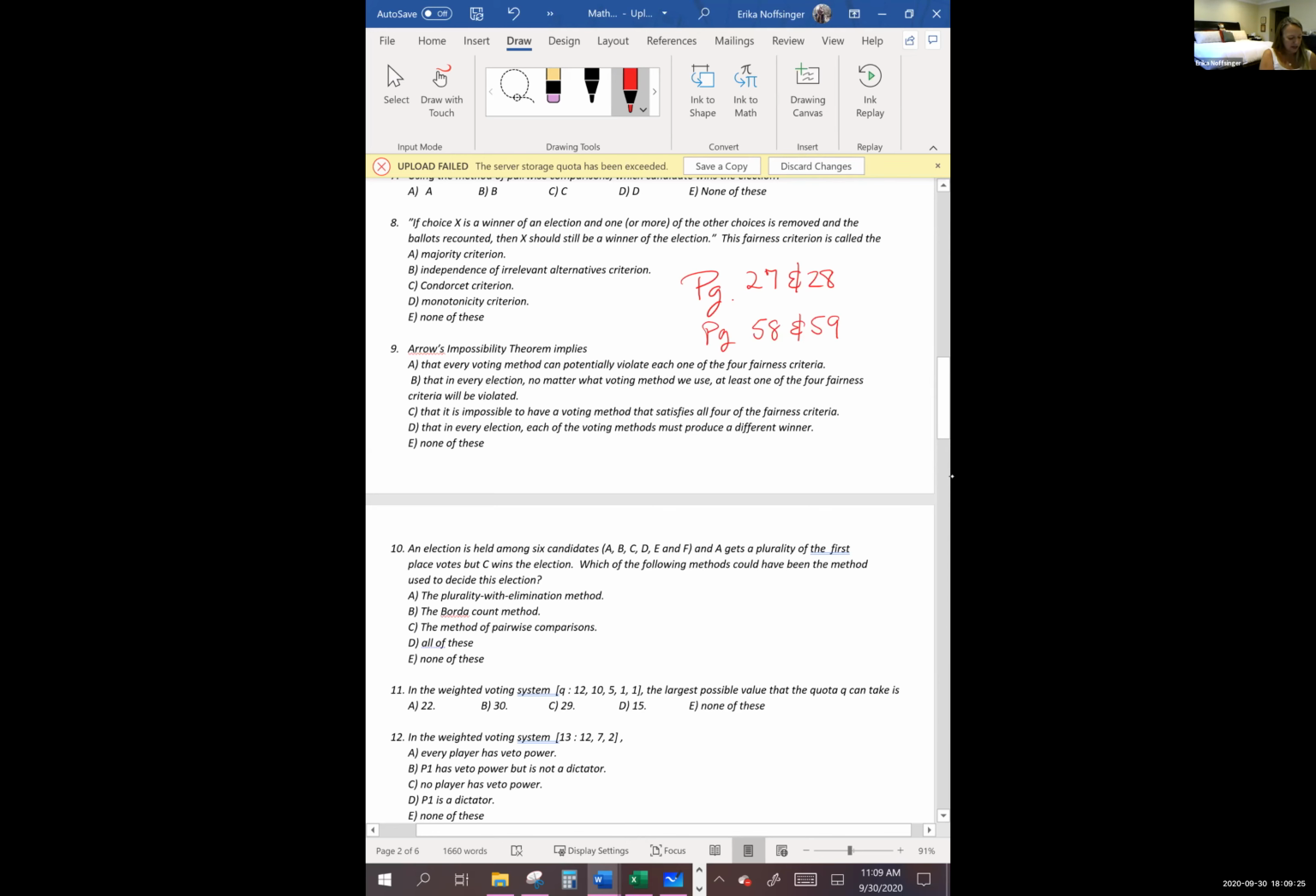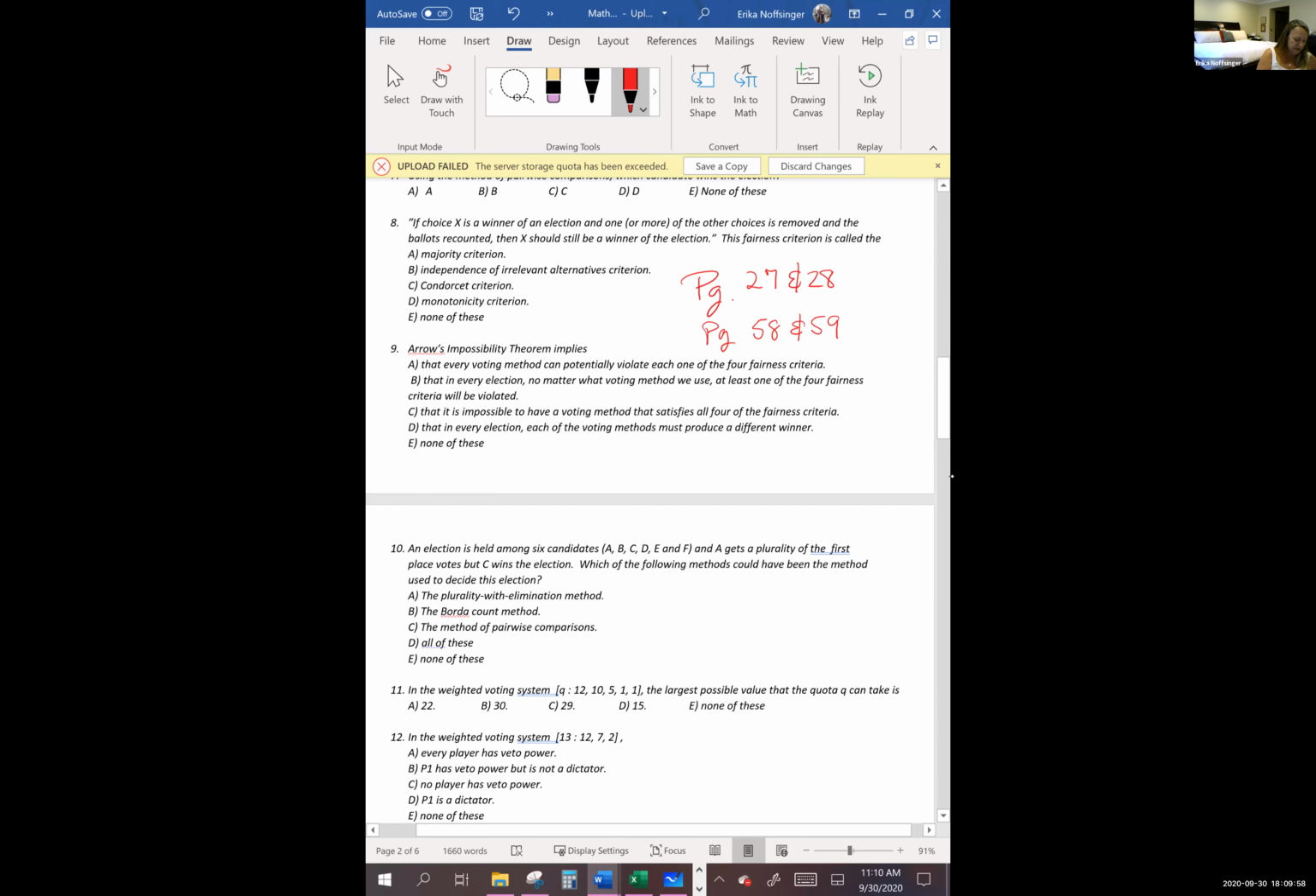Condorcet criterion, the fairness criterion that says that if there is a Condorcet candidate, then that candidate should be the winner of the election. And then the monotonicity criterion, a fairness criterion that says that a candidate who would otherwise win an election should not lose the election merely because a voter changed their ballot in a manner that favors that candidate.